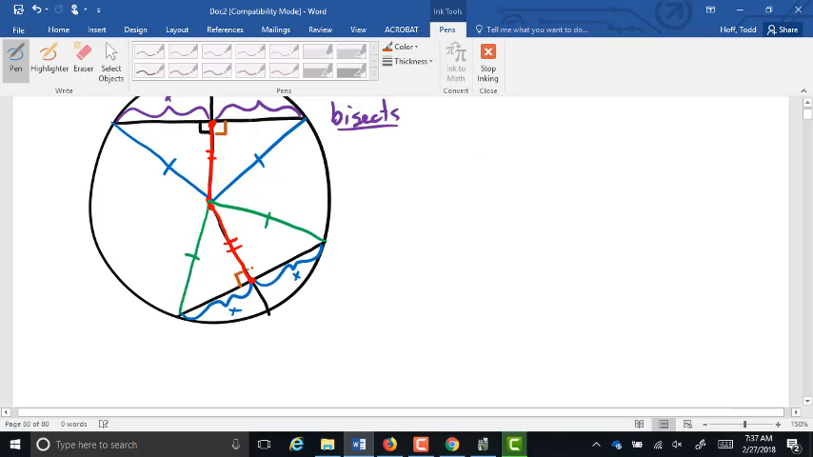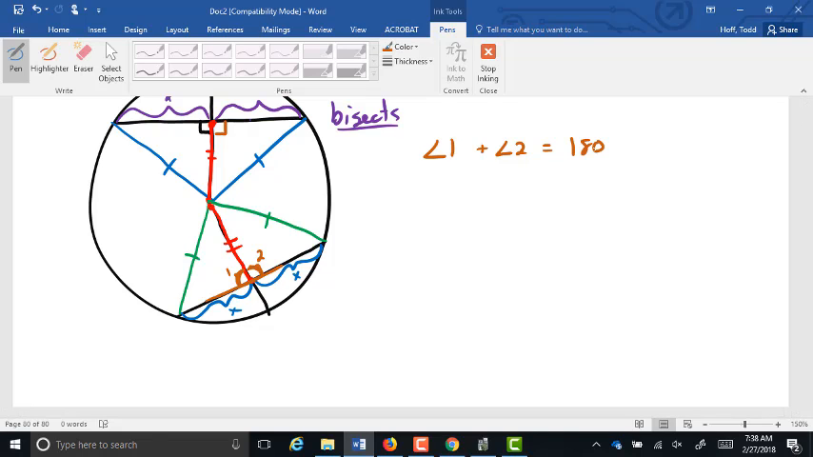Well, we know that this angle and this angle are equal, don't we? Because the two triangles are equal. And we know this is a straight line. So that means, if I call that angle 1 and angle 2, angle 1 and angle 2 are supplementary. They add to 180 degrees, and they're equal. So if they're equal and supplementary, they must each be 90 degrees, half of the 180. So yes, those are right angles.